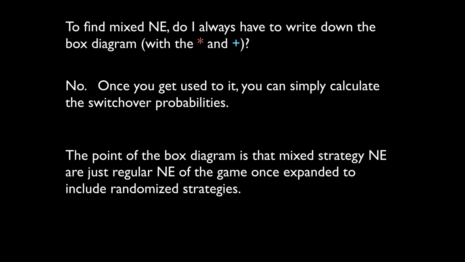The point of the box diagram is simply that mixed strategy Nash equilibria are just regular Nash equilibria of the game once expanded to include randomized variables. Just to remember, from the very beginning, when we did the penalty kick thing, why did we put mixed Nash equilibria? Because there wasn't a Nash equilibrium in the original game. Then we said, well, we've got to do randomization, and people do randomize in a penalty kick. So then we just did it another way. We sort of expanded it.